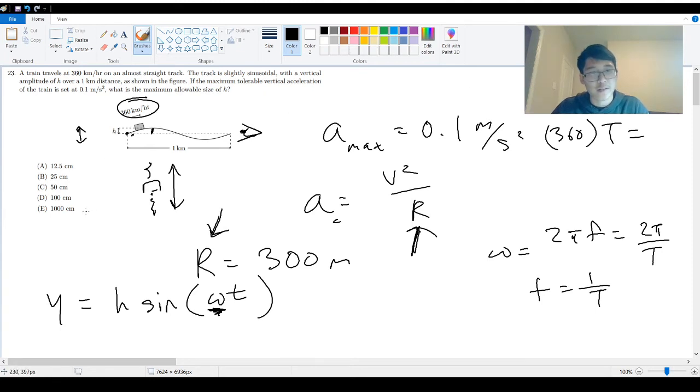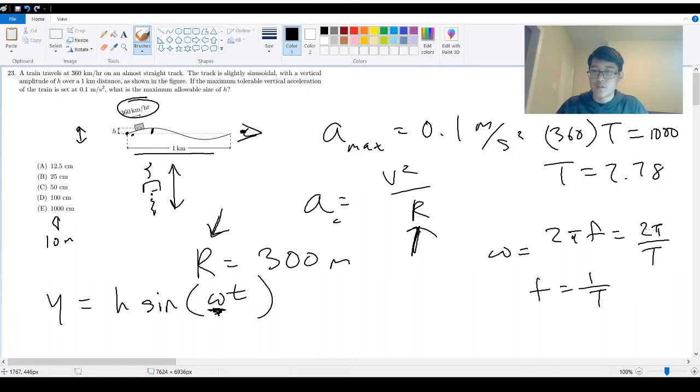But if you look at all the answer choices, they're all on the range of like the maximum is just 10 meters of height. And if you think about it over 1 kilometer distance, 10 meters of height is really not going to make a difference. So we can just approximate the distance to be 1,000 meters. So we get that the period is equal to 1,000 divided by 360, about 2.78.